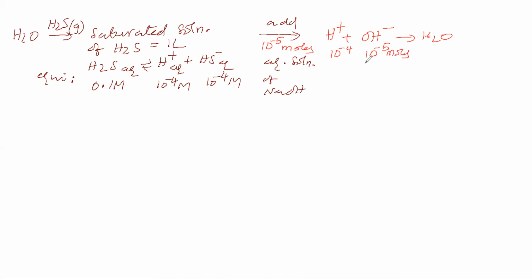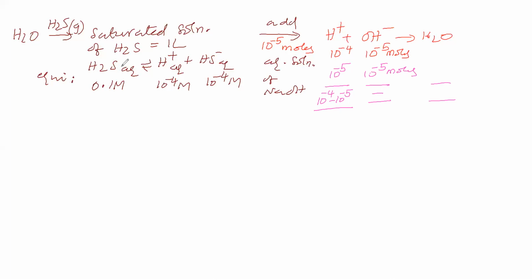So H plus is reacting with OH minus to give water. How much OH minus reacts? 10 power minus 5 moles. How much H plus reacts? 10 power minus 5 moles. So how much H plus is remaining? 10 power minus 4 minus 10 power minus 5. How much OH minus remaining? 0. So water is produced. Now we will see whether this system is in equilibrium or not. That we have to check with the QC.